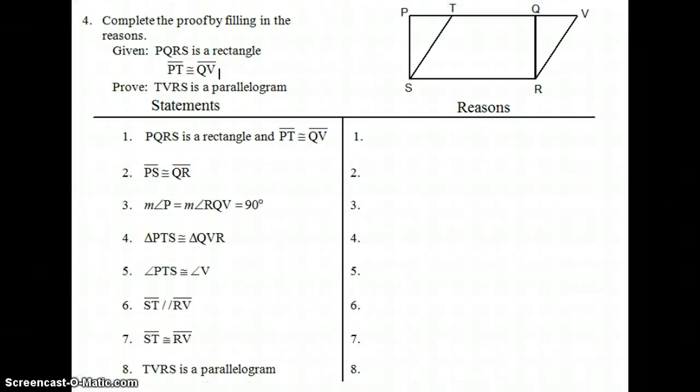Okay. Complete the proof. PQRS is a rectangle. That's a huge piece of information. Not only is it a parallelogram and the 19 facts that come with that, but I've also got right angles in it. And PT is congruent to QV. Now, I can't really mark rectangle stuff on there. I can say stuff like this because it's a rectangle. Angle P is 90. Angle RQV is 90. That's over here. I'm just going to say definition of rectangle. That's nice.